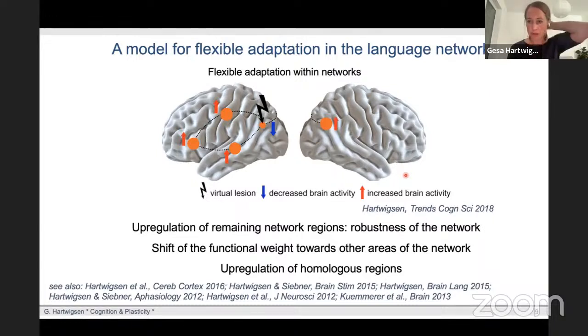And this upregulation of homologous areas is still widely discussed in the literature. Some researchers think it's adaptive, others think it's more maladaptive because the non-dominant hemisphere may be released from the transcallosal inhibition of the dominant hemisphere. And I think here relating such changes to behavioral modulations helps to understand what's going on.